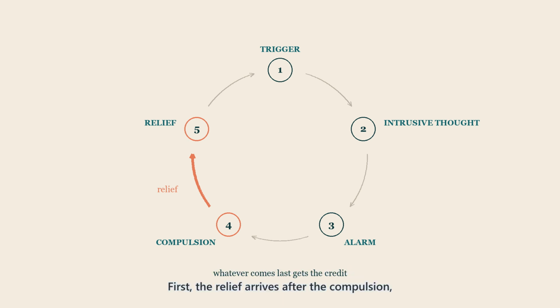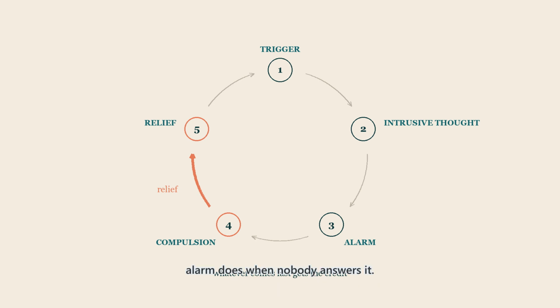First, the relief arrives after the compulsion, not after the thought, after the checking. That order matters because whatever comes last gets the credit. The alarm went off, you asked. The alarm went quiet. From the inside, that reads as one clean story: the asking worked. Which also means the reverse story was never tested. You did not find out what the alarm does when nobody answers it. That is the experiment the loop keeps you from running.